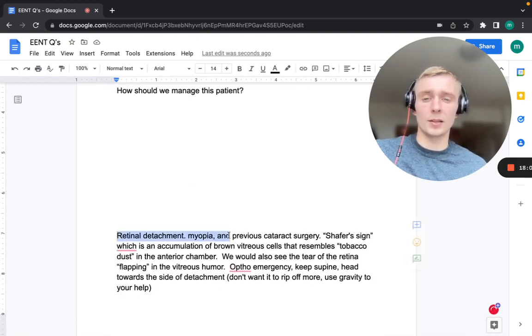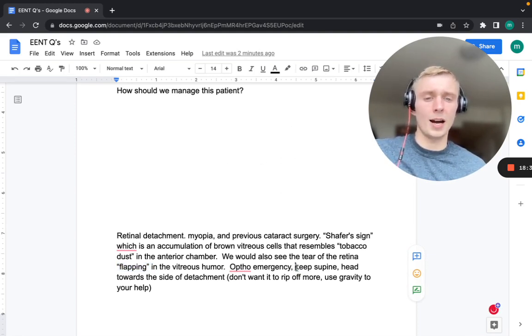That's going to be retinal detachment. The biggest risk factors are myopia and also a previous cataract surgery. So again, myopia and previous cataract surgery. The classic sign in fundoscopy is going to be Schaefer's sign, which is an accumulation of brown vitreous cells that resembles tobacco dust in the anterior chamber. So again, brown vitreous cells resembling tobacco dust is Schaefer's sign. We would also see a tear of the retina flapping in the vitreous humor. So the back of the retina is torn off, and we see it flapping basically inside the eye, inside that vitreous humor. It's an ophthalmologic emergency.